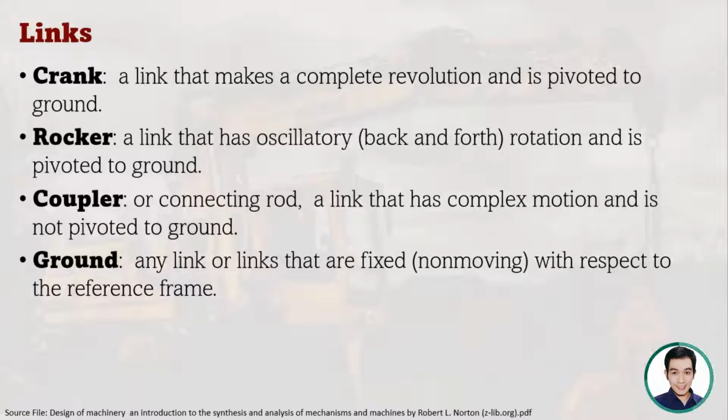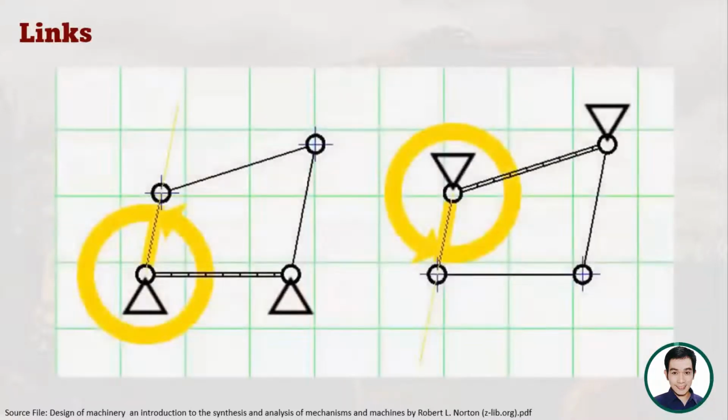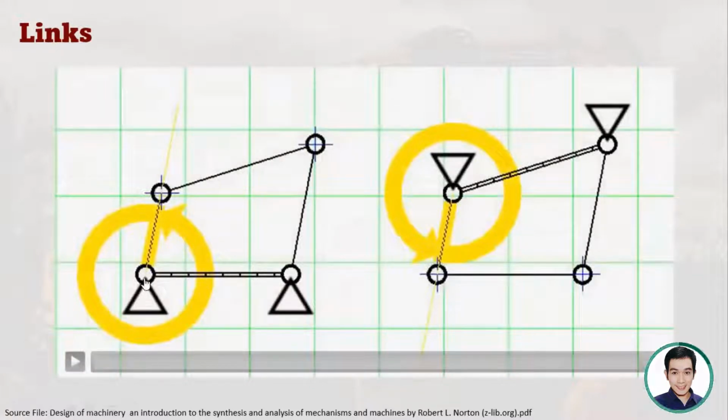So to illustrate the difference, you can see here, the link at the bottom is called the ground. Then the link that will rotate is called the crank. And then we have the rocker, the one that will oscillate. Both the crank and the rocker are pivoted to the ground. The coupler, on the other hand, is not pivoted to the ground. So the one at the top is the coupler. So let us try to see how they rotate.